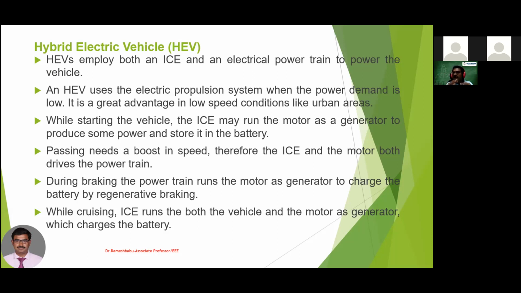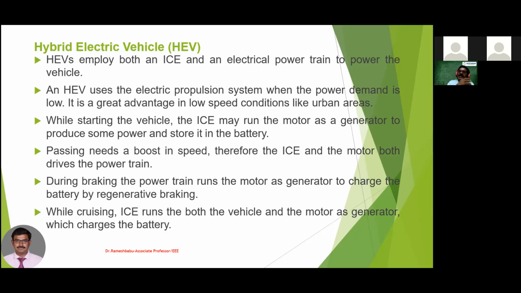So if it is required, at that instant the electric propulsion system also comes into play. Otherwise, the main source here is the mechanical propulsion system, which is nothing but the IC engine, the internal combustion engine. And how is the battery stored?